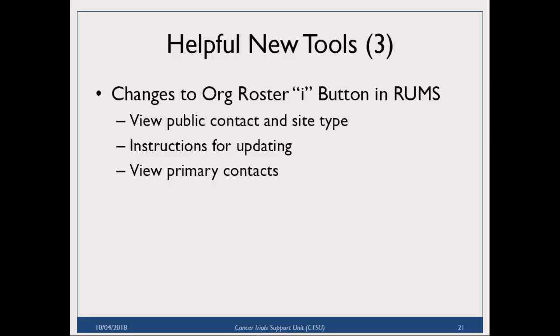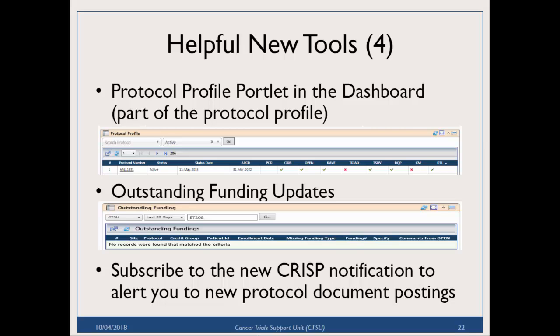There have been changes to the organization roster I button in RUMS. You can now view public contact and site type, instructions for updating, and you can view primary contacts. There are also new portlets that are available on the dashboard. There's a protocol profile portlet and outstanding funding updates. And you can subscribe to these new CRISP notifications to alert you to protocol document postings.